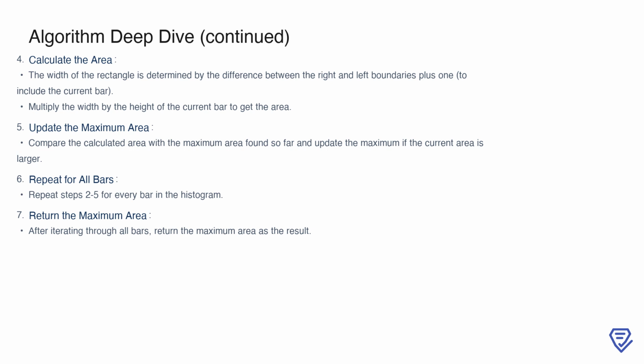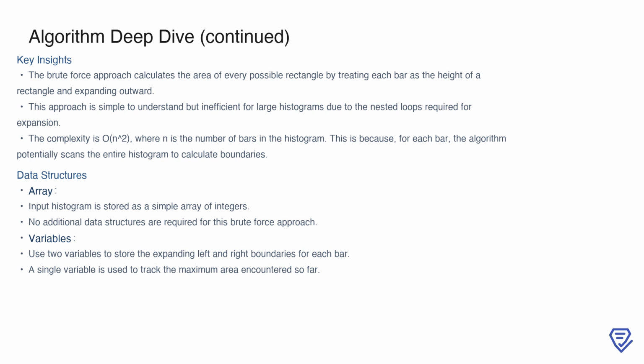While this approach is straightforward and guarantees correctness, it involves scanning outward from each bar, making it computationally expensive for large histograms. The brute force solution works by calculating the area for every possible rectangle in the histogram, treating each bar as the height and expanding outward to determine boundaries. While this method is easy to understand, it is inefficient due to its nested loops. Specifically, the time complexity is O(n²), where n is the number of bars, because for each bar, the algorithm may need to scan the entire histogram to calculate boundaries.